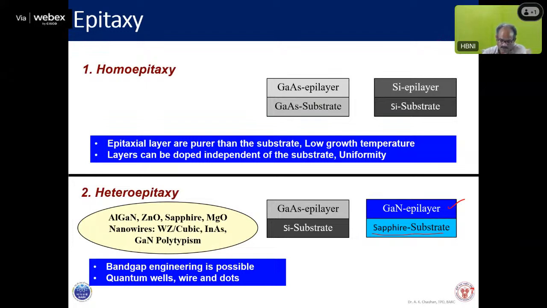So by use of heteroepitaxy, it's possible to have band gap engineering. Quantum wires and quantum dots are actually deposited by this method, because these very small layers behave like quantum dots.